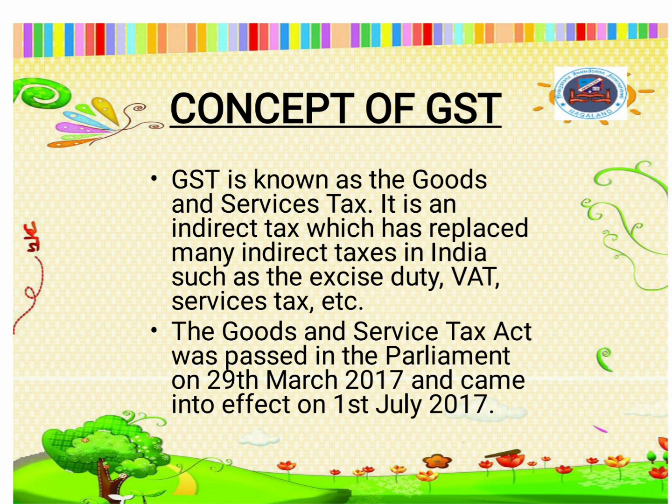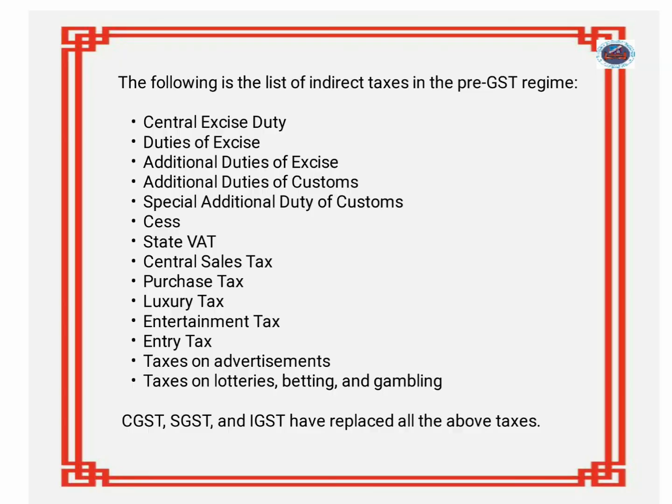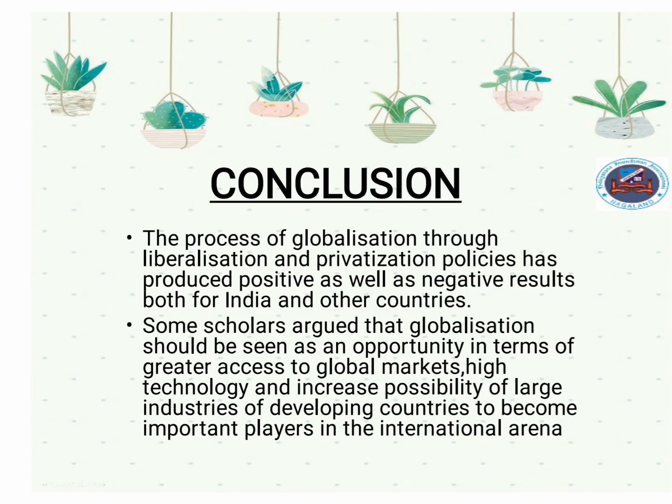The Goods and Service Tax Act was passed in the Parliament on 29 March 2017, and it came into effect on 1st July 2017 onwards. So these are some of the important indirect taxes before the GST, that is the pre-GST regime. So these are some of the taxes that were imposed. I hope you'll be able to learn through this slide. So all these, that is central GST, state GST, have replaced all of the above taxes.